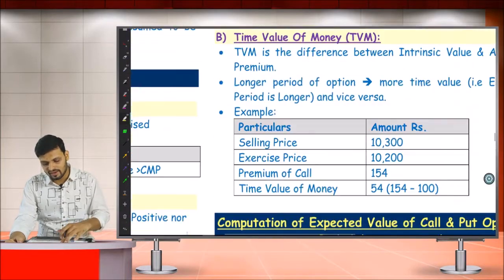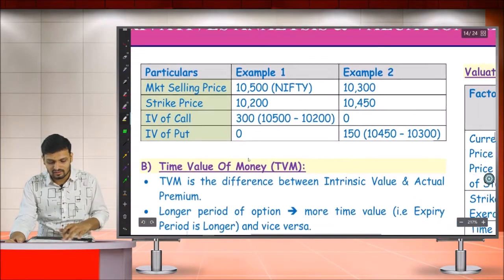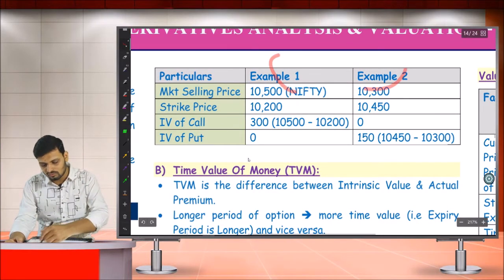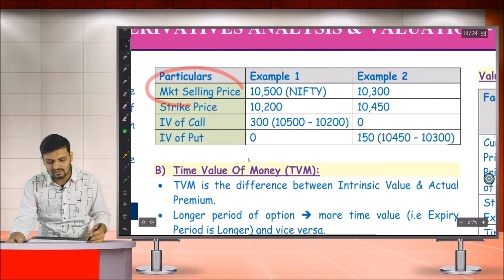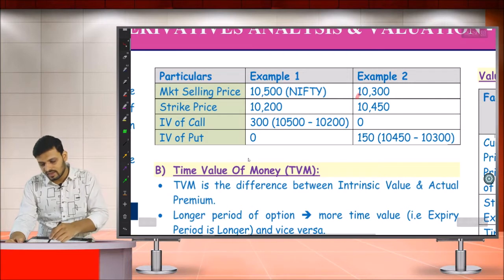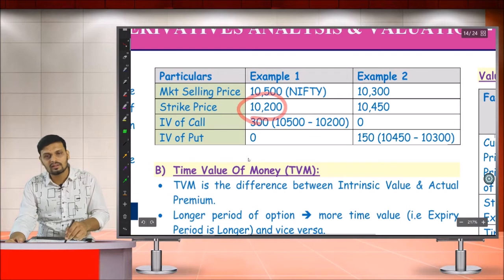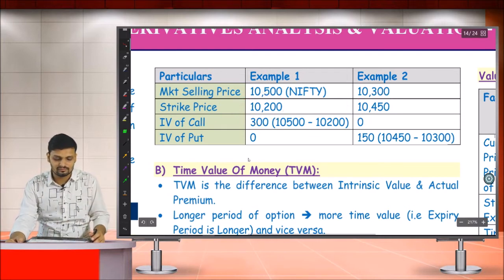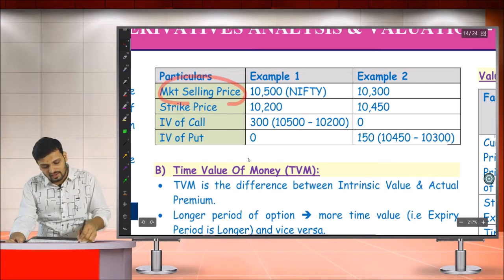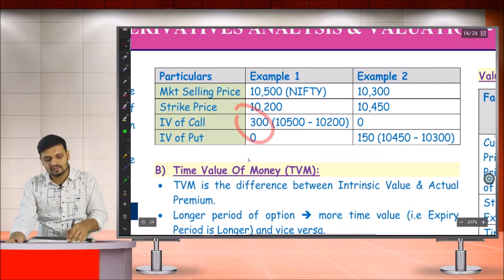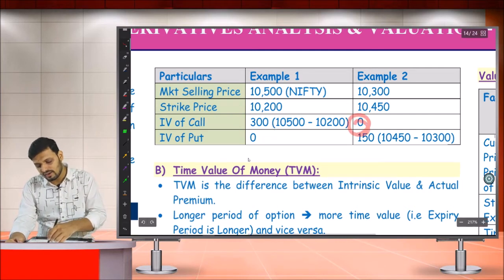Don't worry, I have an example here for you to understand. Particulars, example 1, example 2. Market selling price: 10,500 Nifty in example 1, 10,300 Nifty in example 2. The strike price: 10,200 and 10,450. The intrinsic value of call is the difference between the market selling price and the strike price. 300 is the intrinsic value. Here the intrinsic value is 0. How, sir?